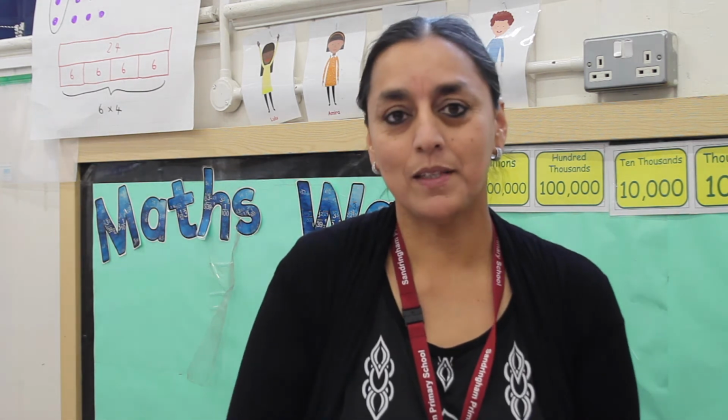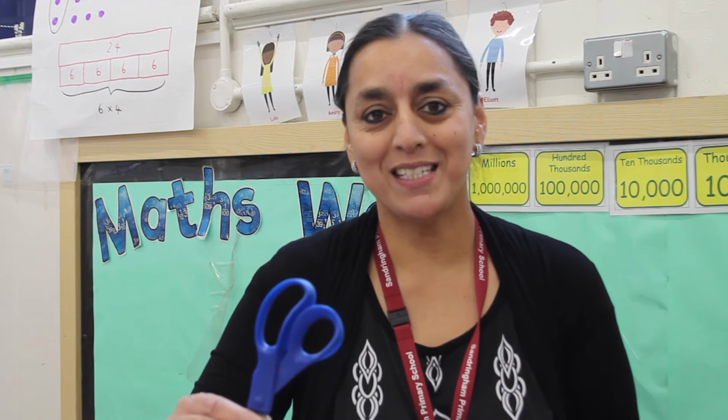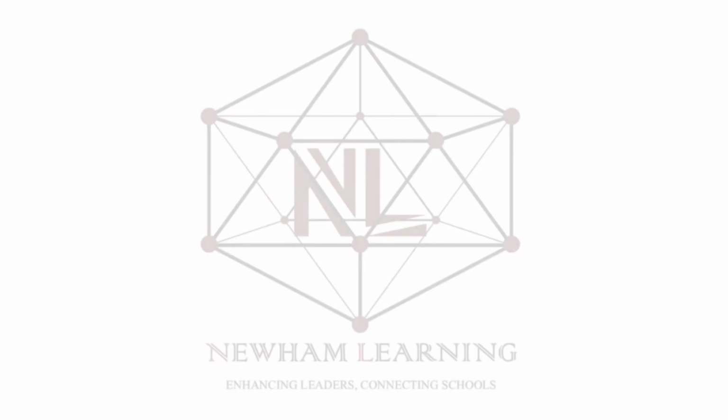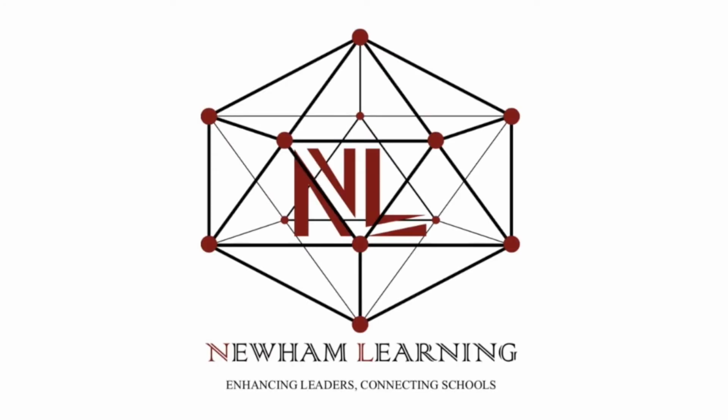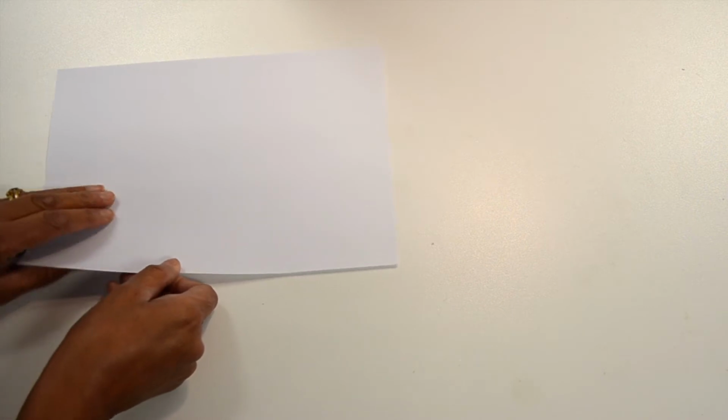So before we begin, there are a few things you may need for this lesson. A sheet of A4 paper, a pen, and a pair of scissors. Okay, let's make a start. Fold your sheet of A4 paper in half.